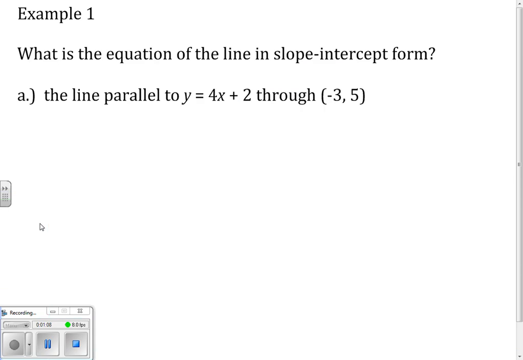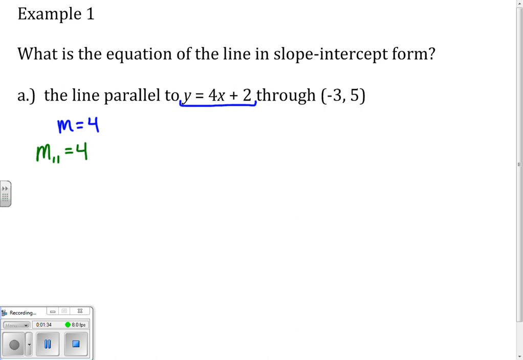Example 1, what is the equation of the line in slope-intercept form? They want it to be parallel to this equation. So before we even keep going, the slope of that original line, which I've underlined in blue, is 4. So they want it to be parallel to that. I'm going to introduce maybe some new notation to you. It looks like a tiny 11. That means parallel. If the original slope is 4, the parallel slope is 4.